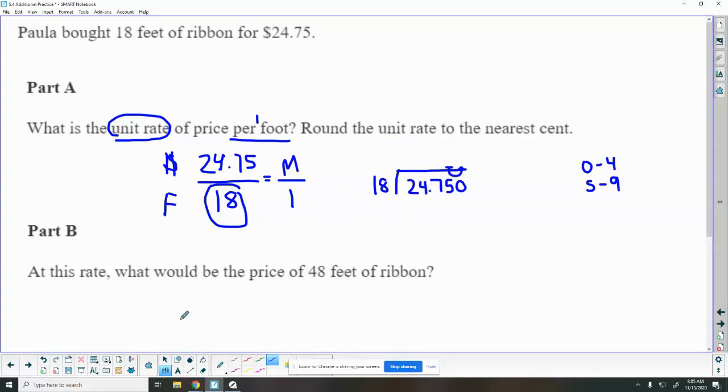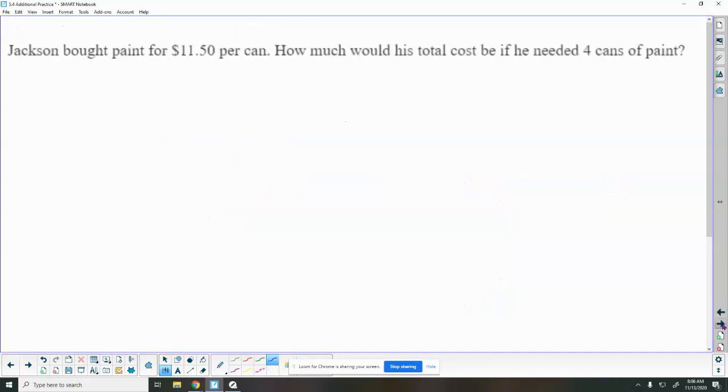So now you know the unit rate. At that same rate, what would the price of 48 feet of ribbon be? Now you're going to take 48 and multiply it by your division answer, and that will tell you the price of 48 feet. So go ahead and try that question about Paula's ribbon.